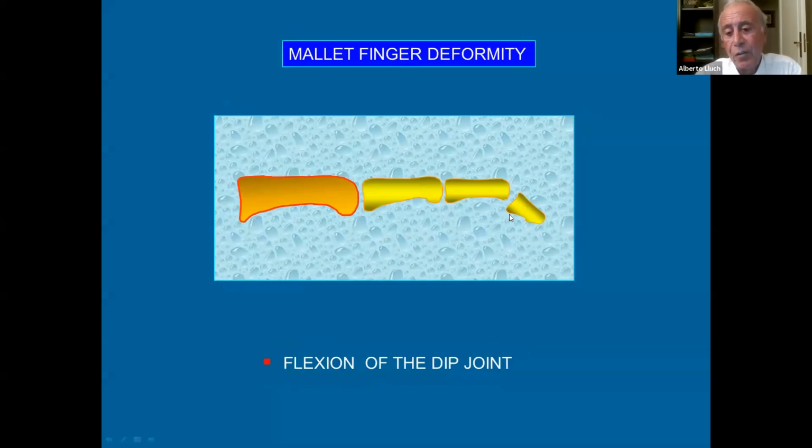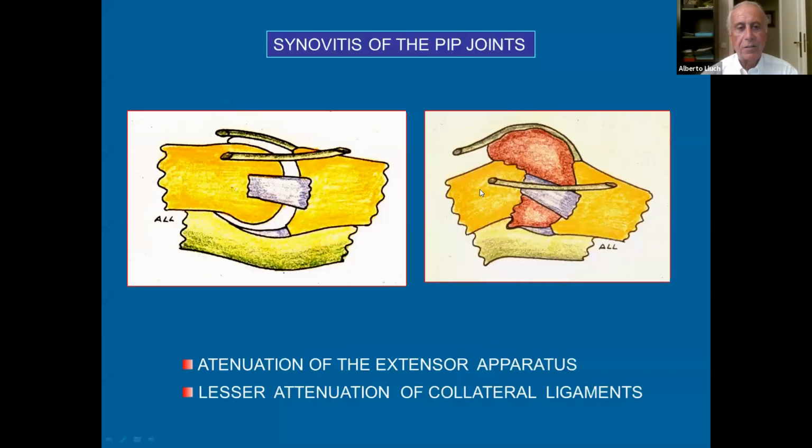In mallet finger deformity, it's quite simple. It's just a flexion of the DIP joint, while the other two are in extension. Now let's look at the synovitis of the PIP joint in rheumatoid arthritis, because trauma, as we said before, involves more straightforward injuries that are easier to treat.